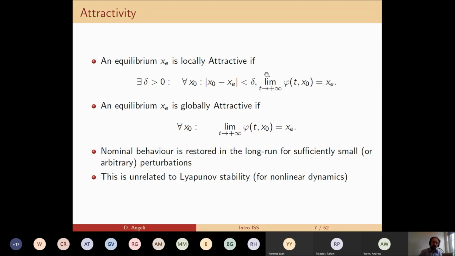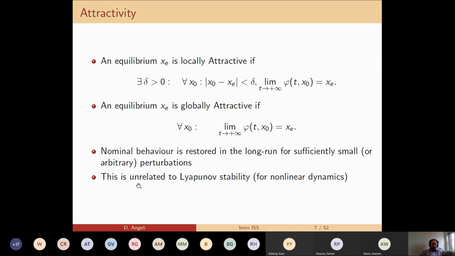This is called local attractivity because this property is only asked for sufficiently small perturbations, whereas we're talking about global attractivity when this is in fact required for all initial conditions within the state space that we are considering. And so this is the corresponding behavior. So, of course, practically this means that the nominal behavior is somehow restored, at least for long enough times, either for sufficiently small or for arbitrary perturbations.